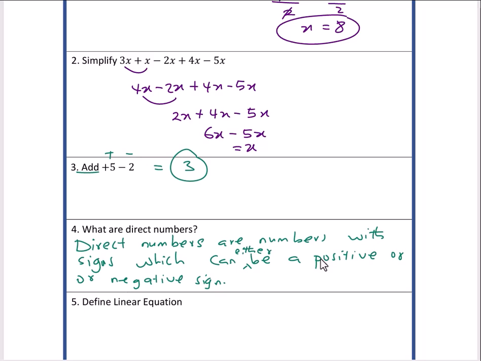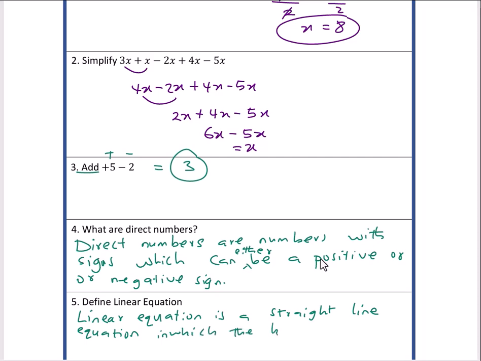So that's just it. Okay, for linear equation, a linear equation is a straight line equation in which the highest power of the variable is 1. So let's write: linear equation is a straight line equation in which the highest power of the variable is 1. And that's just it.